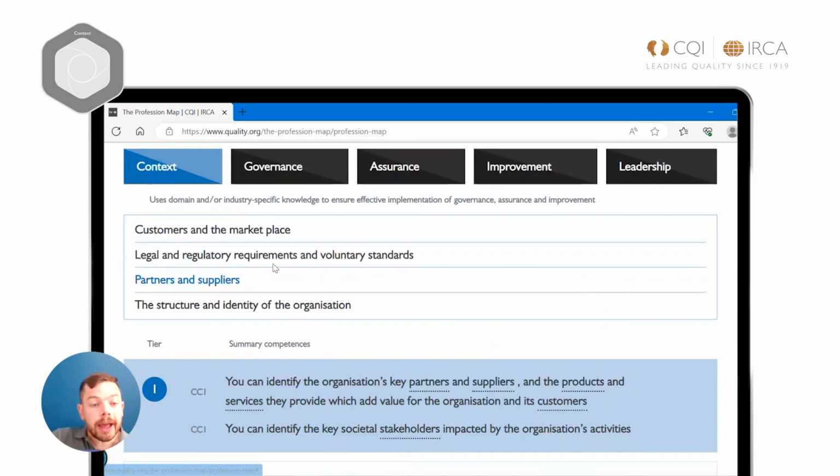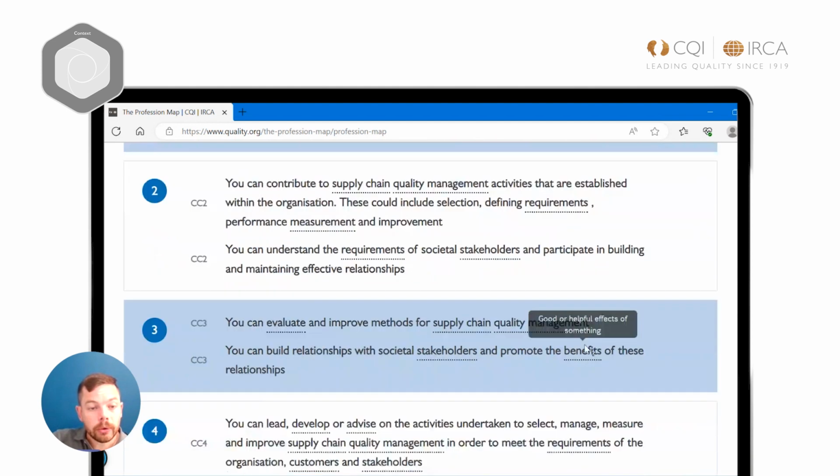So let's take a look at partners and suppliers here. We're going to scroll down to tier 3. Using an example, in my current organization, Babcock are a defense prime. We have quite a complicated supply chain at times. We work with other primes. Sometimes we will support their activity and supply to them. Other times, they will support into our activity and our project base. It's important to understand, manage, and maintain the value of those relationships within that supply chain.